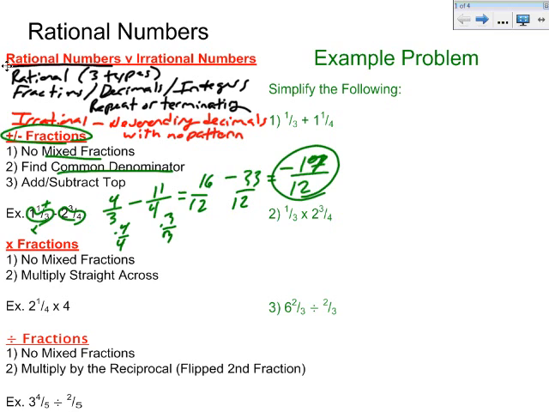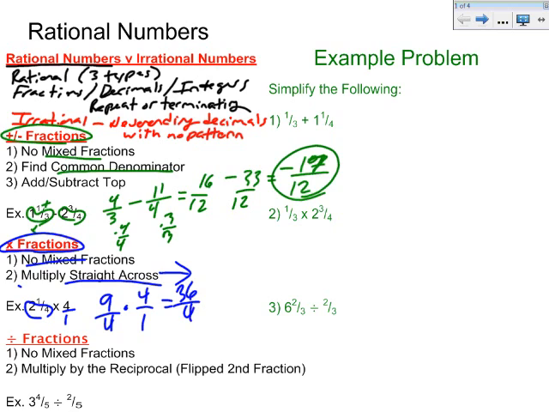Alright, now when you multiply fractions, again, no mixed fractions allowed. But in this case, you just multiply straight across. Alright, so if we make that improper, that becomes 9 over 4. And then 4 to make that a fraction, 4 over 1. So now you just multiply straight across. 9 times 4 is 36. 4 times 1 is 4. 36 over 4 is 9.